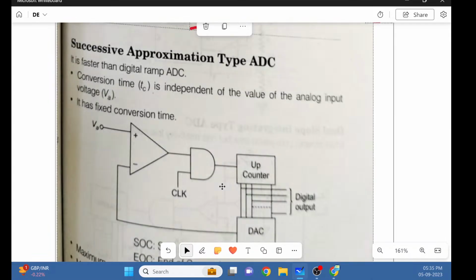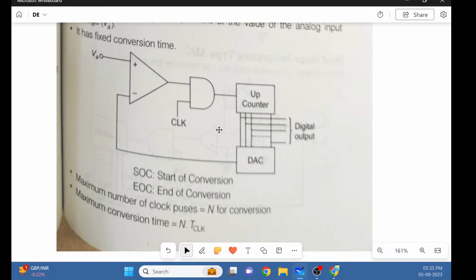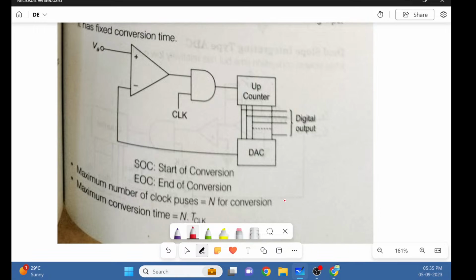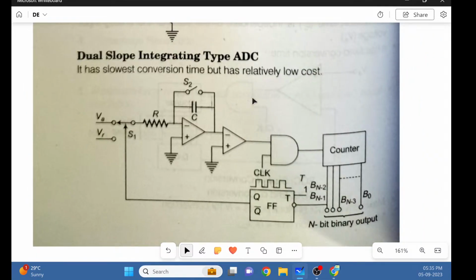Now this is the next type of analog to digital converter, which is called the successive approximation type. It is faster than the digital ramp ADC, and the conversion time is dependent upon the analog input voltage. You can see there are two terms, SOC and EOC, which mean start of conversion and end of conversion. Here you need to remember the formula for the maximum conversion time, which is the number of pulses required for conversion times the time period of each clock. So this was the first thing about the analog to digital converter.